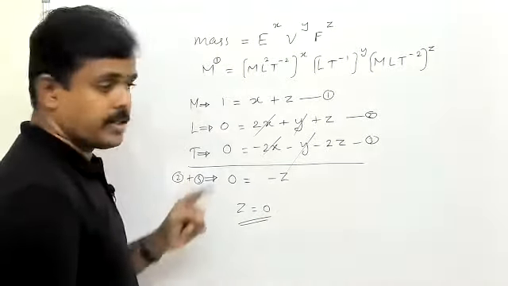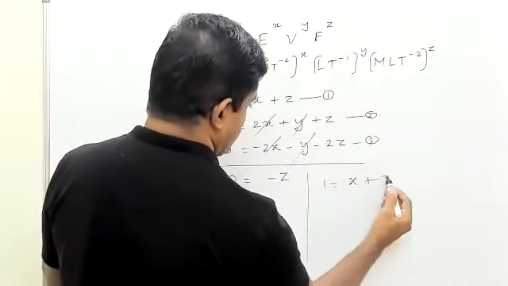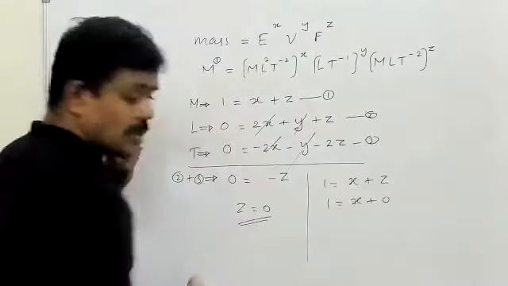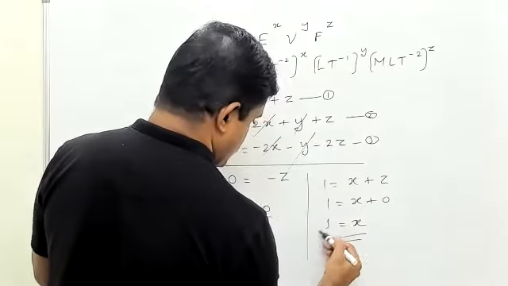Now I can put it here to get x. 1 is equal to x plus z. Okay, so 1 is equal to x plus z, and z is 0. So x is equal to 1. That is our second term.